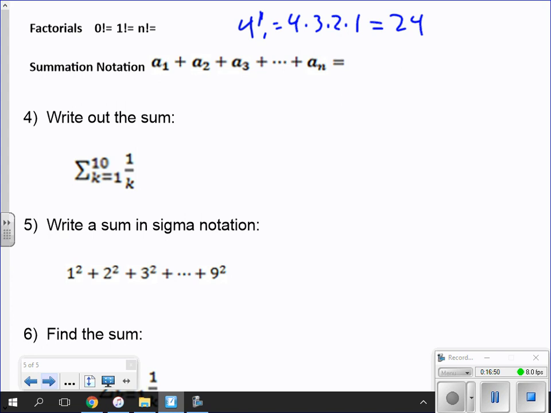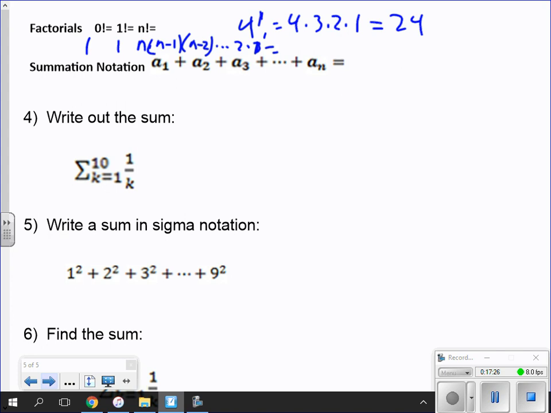Now, 1 factorial is 1. N factorial is n times n minus 1 times n minus 2 times ... times 2 times 1 all the way down. That's what you get for that. 0 factorial, by definition, because 0 doesn't work here, 0 factorial is 1. You have to have the definition for that because factorials are used in combinations and permutations. 0 factorial, by definition, is 1. Okay.